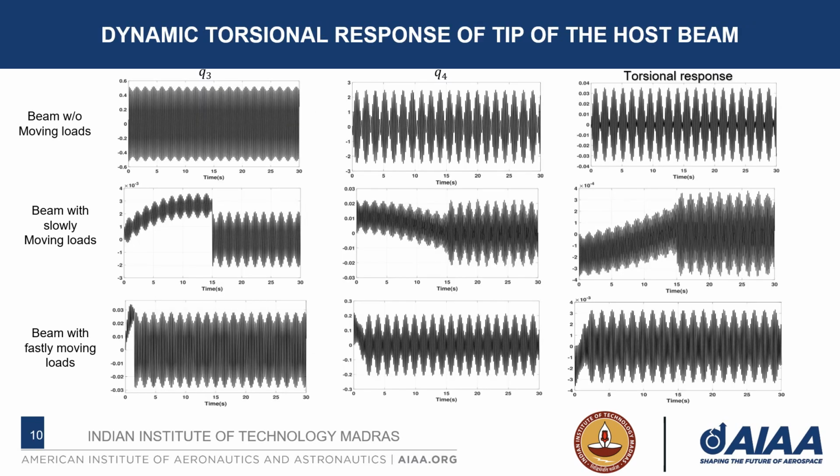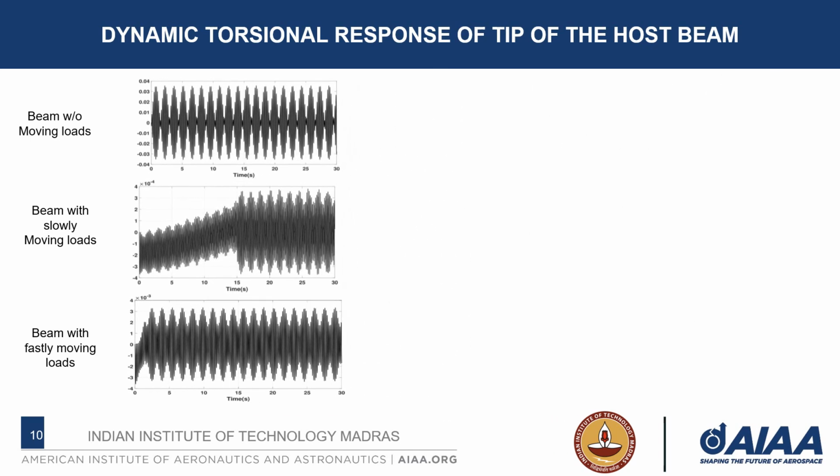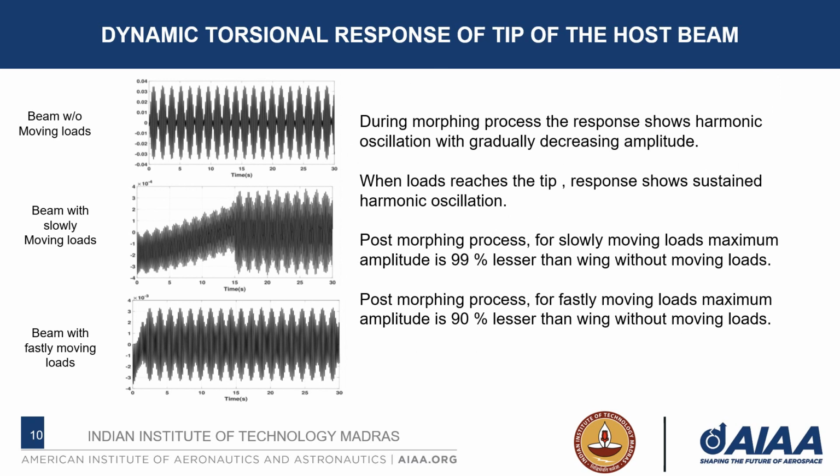Now we can see the dynamic torsional response of the host beam. Here also we can see the second mode of torsion, that is Q4, is dominant in the torsional response. We can see during the morphing process the amplitude of the harmonic oscillatory response decreases gradually, and post-morphing process the maximum amplitude is lesser than the normal wing's response. For slowly moving loads it is 99% lesser, and for fast moving loads it is 90% lesser.